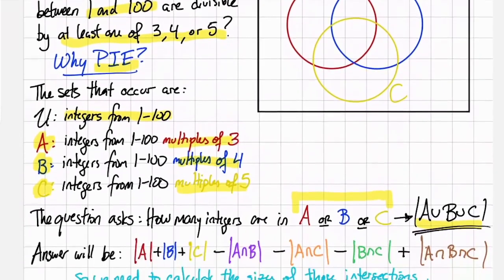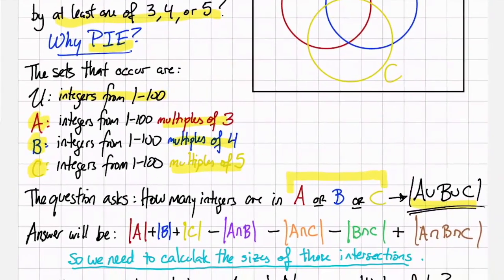Now we're going to have to find the sizes of every single intersection. We'll need to know how many elements there are in A, how many there are in B, how many there are in C, but also how many elements does A intersect B have? How many elements does A intersect C have? How many elements does B intersect C have? And last, we also need to know how many integers there are in the three-way intersection A intersect B intersect C. So we have to use some counting technique to figure that out.